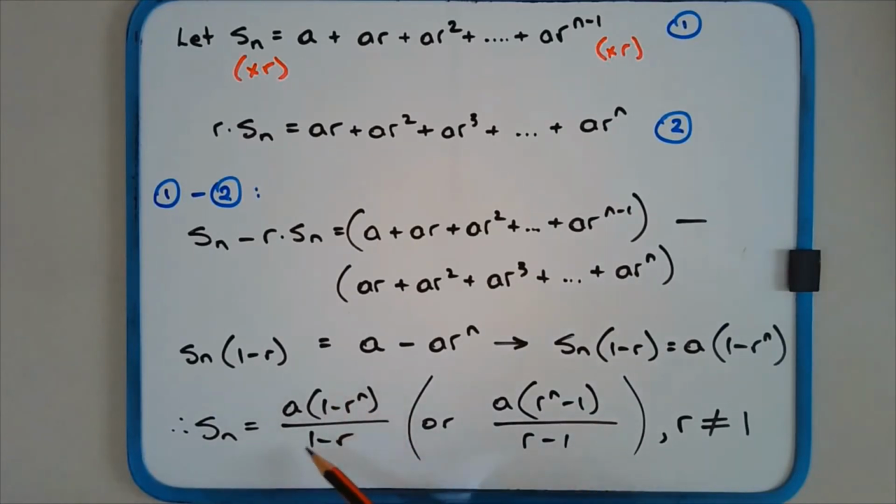And we can switch the 1 minus r around and the 1 minus r to the power of n around. So if you multiply top and bottom by -1, we also have an alternative formula, which is a outside of r to the power of n minus 1 in brackets over r minus 1. And of course, r cannot equal 1.